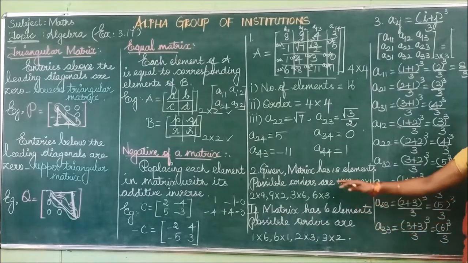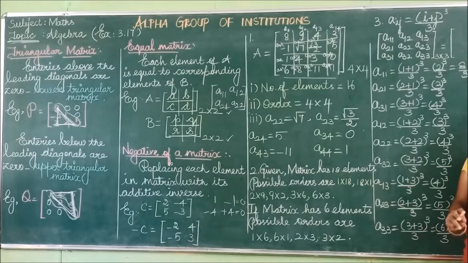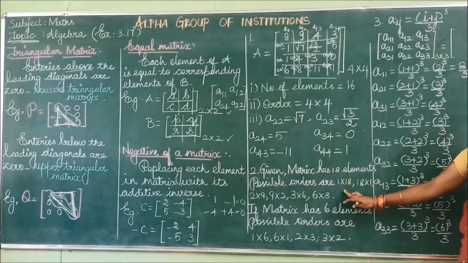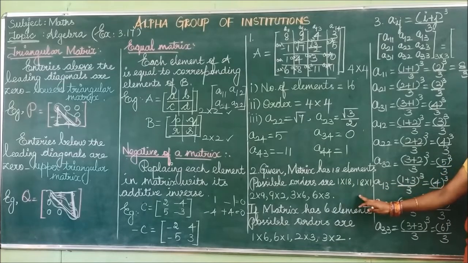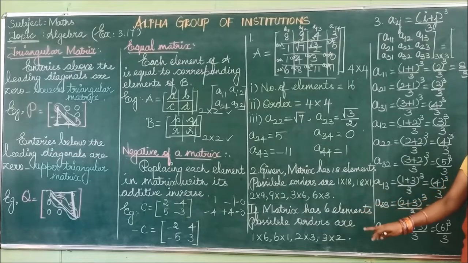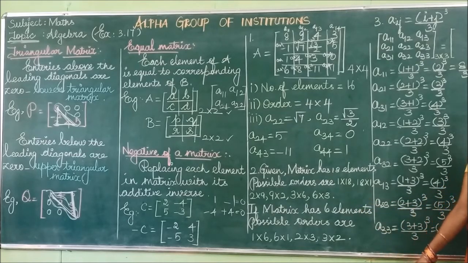Okay. So next, write the given statement. The matrix has 18 elements. So if the matrix contains 18 elements, the possible orders are: 18 comes in 1 cross 18, then 18 cross 1. Then 2 into 9 is also 18, 9 into 2 also 18, 3 into 6 is 18, 6 into 3 is also 18. So the possible orders are 1 into 18, 18 into 1, 2 into 9, 9 into 2, 3 into 6 and 6 into 3.